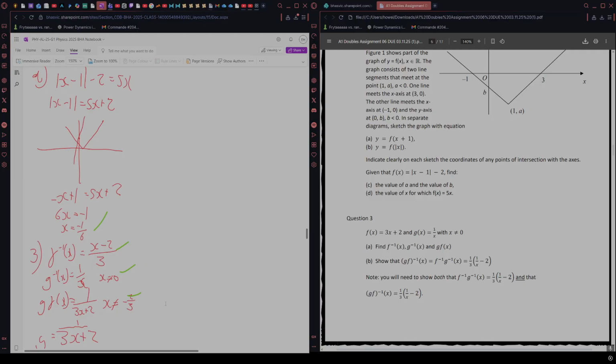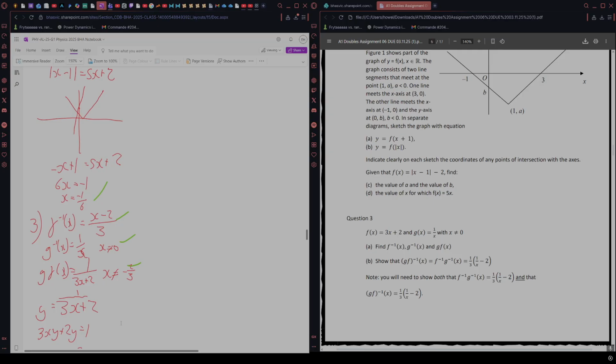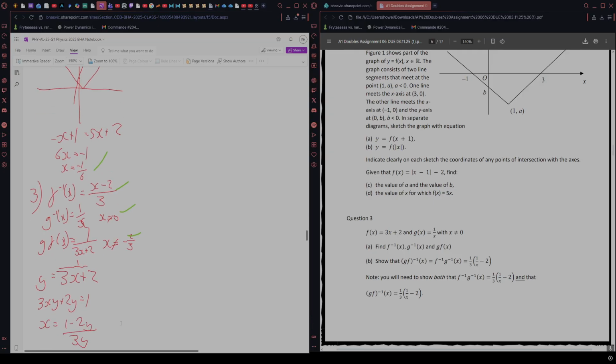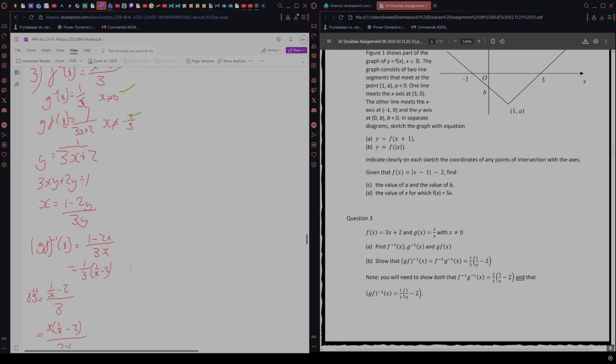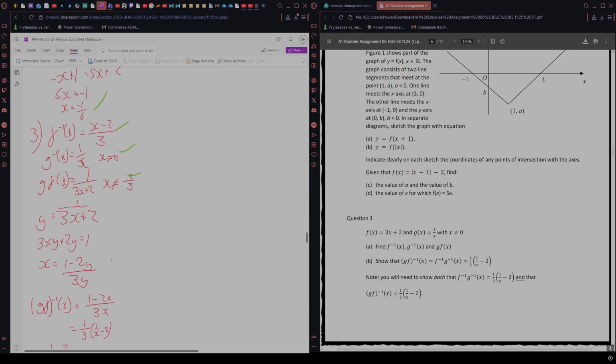Just the domain, just make sure that you can't divide by 0, like this. And then for the next question, we have to show that both of these things equal this. So it's basically just telling us to find that from both functions. So firstly, I think I did gf negative 1 first. Yeah. And I rearranged to find that.